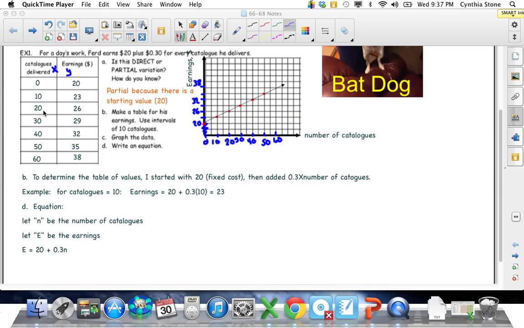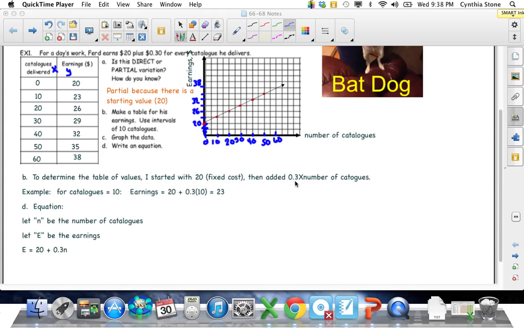So 0, 10, 20, 30, 40, okay? Now the thing to be careful of is over here, because when I'm filling in the table of values, you have to use a couple thoughts. Well, first of all, you have to know that it starts at 20. He earns $20 off the bat. Now, I went up by 3s, as you can see, and the reason I went up by 3s is that if he earns 30 cents or $0.30 for every single catalog, that means for 10 it would be $3. So I made a bit of a jump there, and that's what that means.